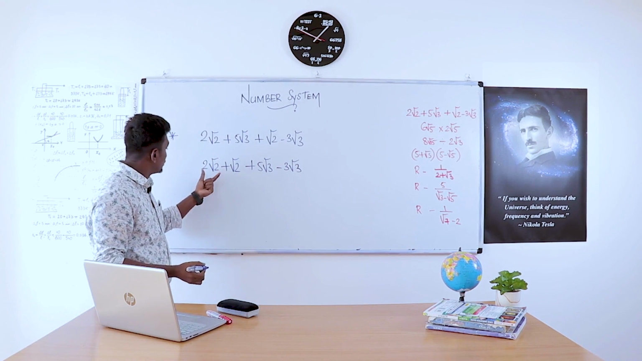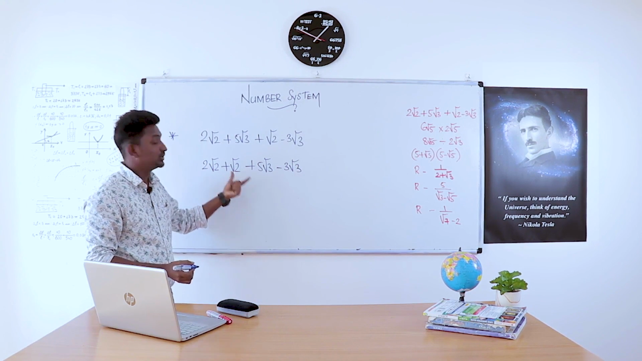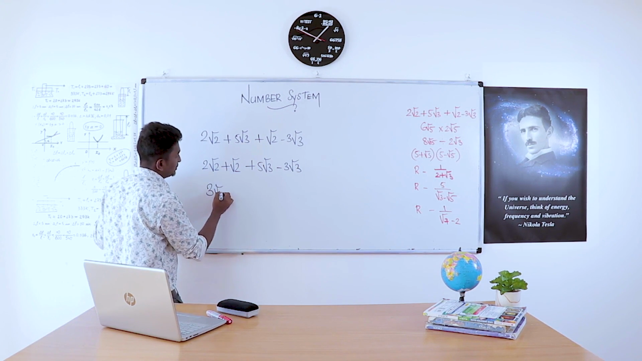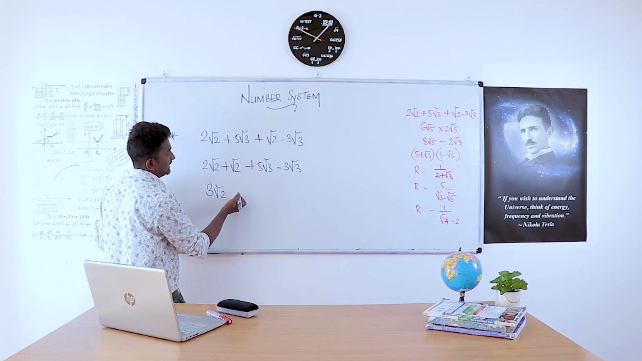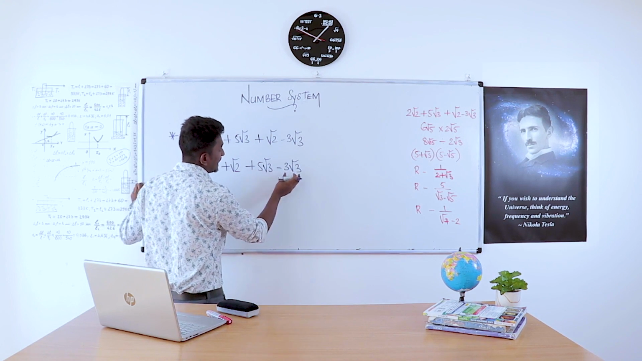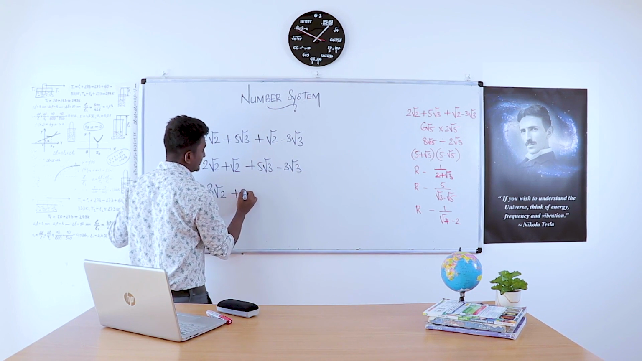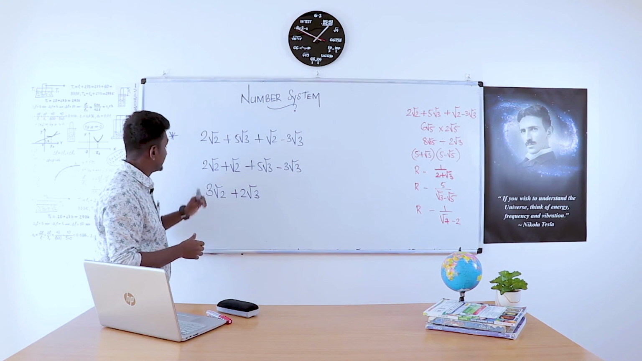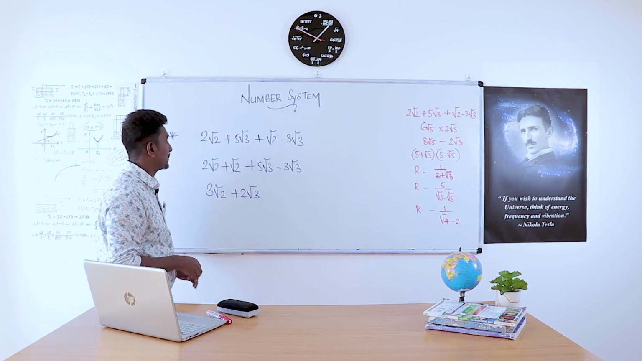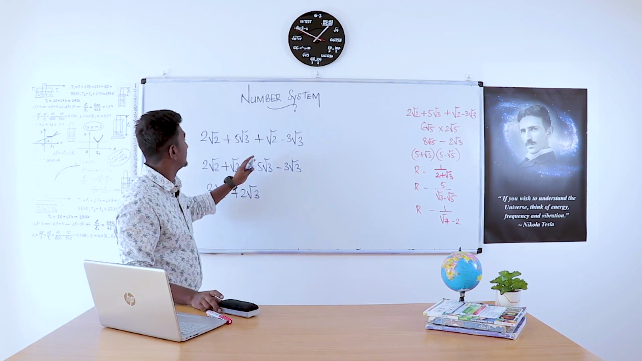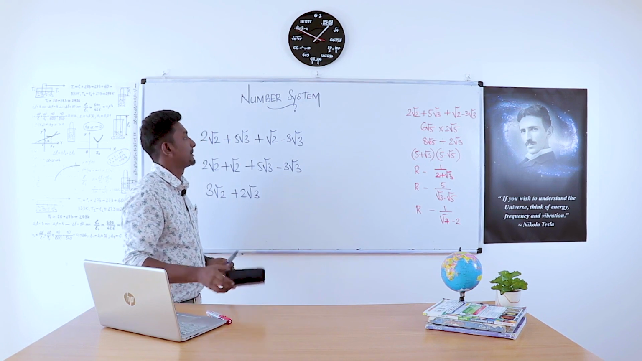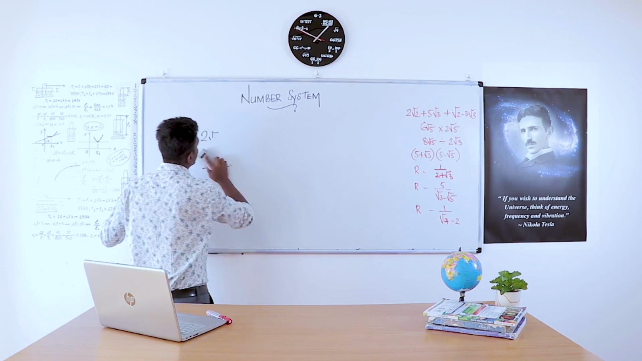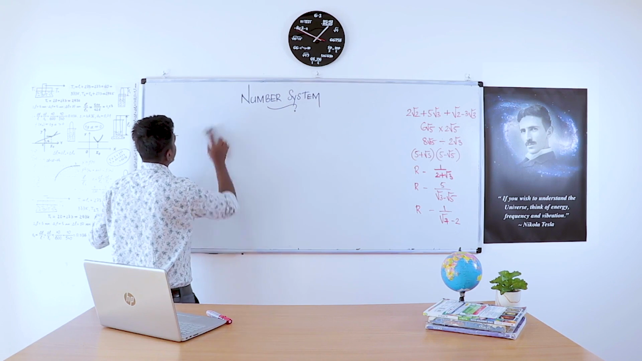Then look, 2 root 2 plus root 2 gives 3 root 2. Then 5 root 3 minus 3 root 3 gives 2 root 3. That is, the final answer is 3 root 2 plus 2 root 3. This is the addition. Okay. Now, moving to the next question.